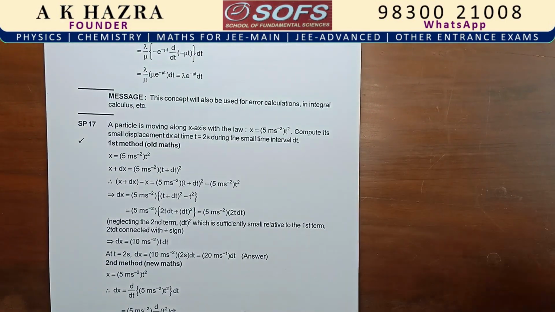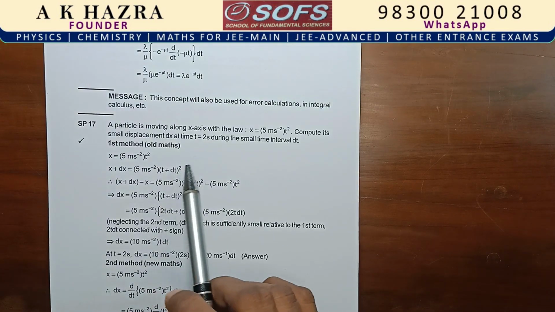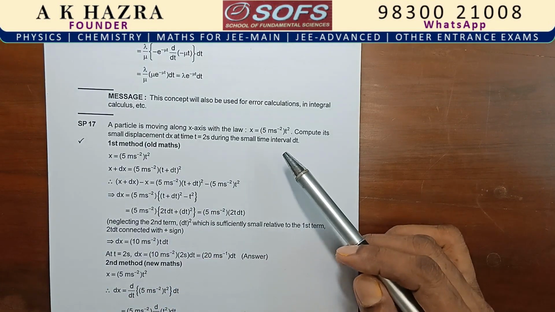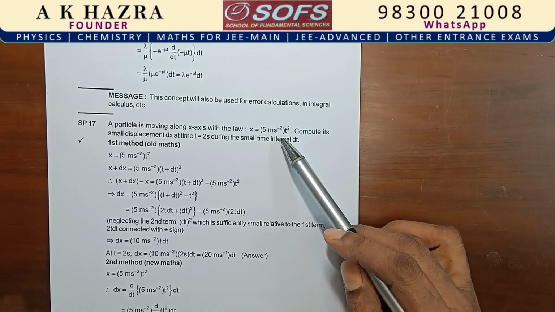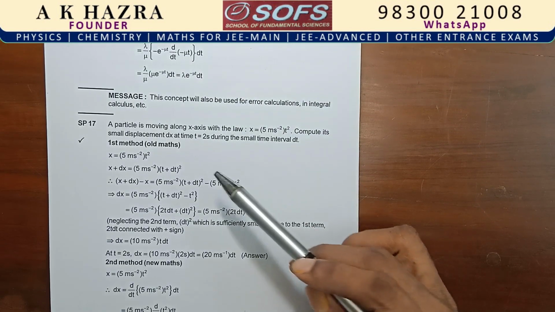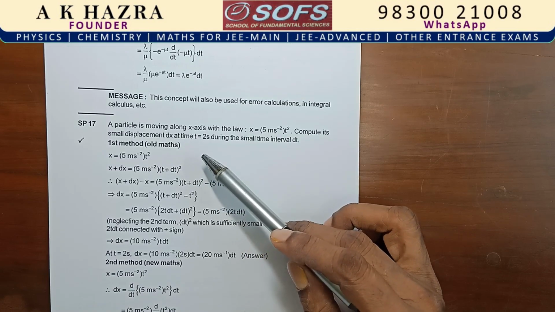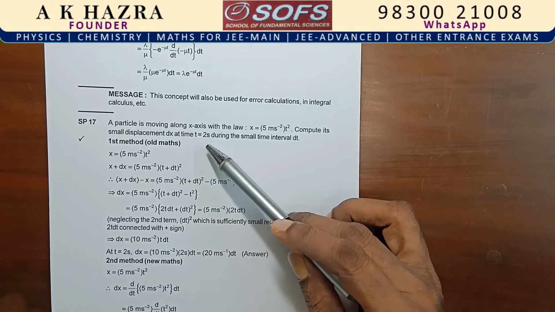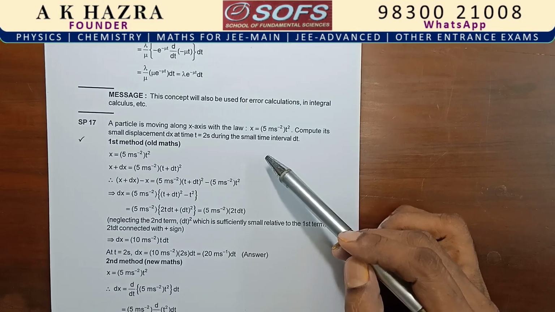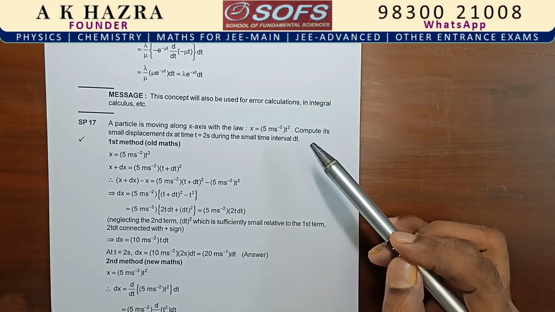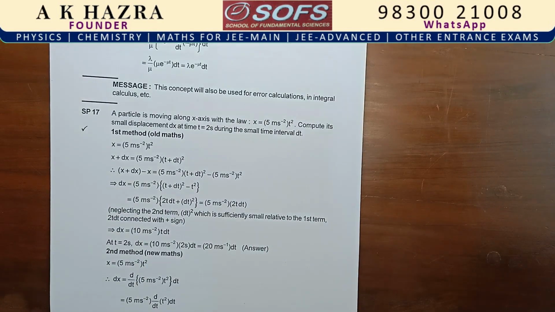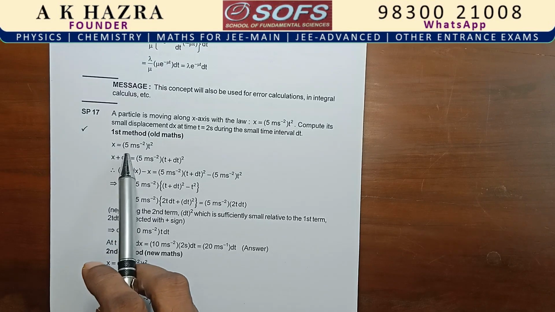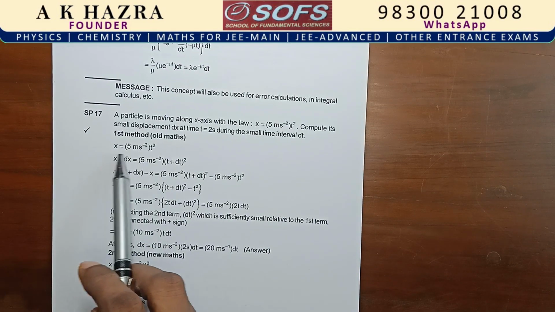SP 17. A particle is moving along the x-axis with the law given by x equals 5 meter per second square t square. We have to find the small displacement dx at a particular moment t equals 2 seconds for the small time interval dt. The first method is without calculus, called old math, and after that you see the calculus concept, that is new math. x equals 5 meter per second square t square is the initial.